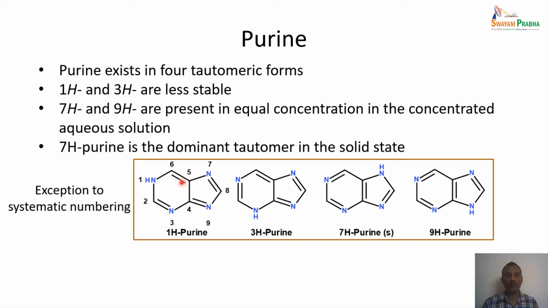Let us start from the first one. So the nitrogen has the hydrogen. So that is why this is called the 1H purine derivative, and this is a 3H purine derivative. The third nitrogen has hydrogen, and this is a 7H position, and this is the 9H position. So these are all the various purines which are possible and which exist as tautomeric forms, and 1H and 3H are actually less stable purine derivatives, so they are generally not isolated or found. And 7H and 9H are present in equal concentration in concentrated aqueous solution, and 7H purine is the dominant tautomer present in the solid phase.